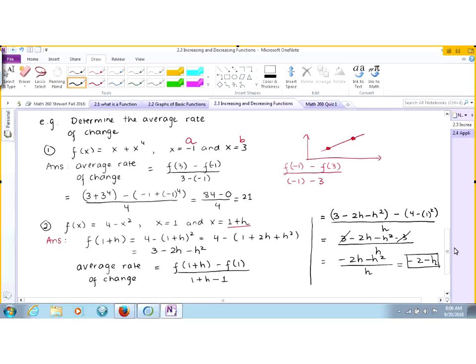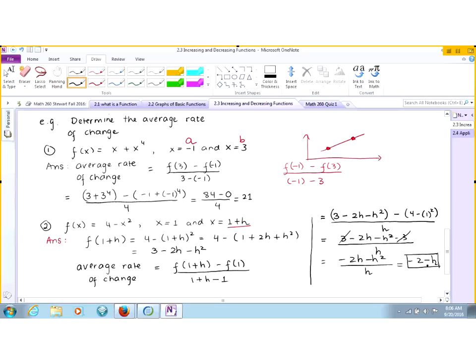Okay. What happens if h is 0? What's the answer? Negative 2. So it's basically the derivative of f of x equals 4 minus x squared when x is equal to 1, which is negative 2. So later on this connects to calculus. Okay, that's it. I'm done with average rate of change.